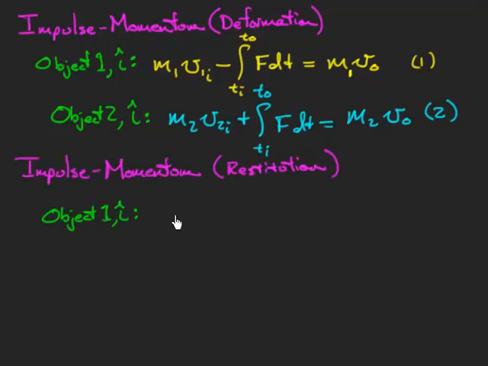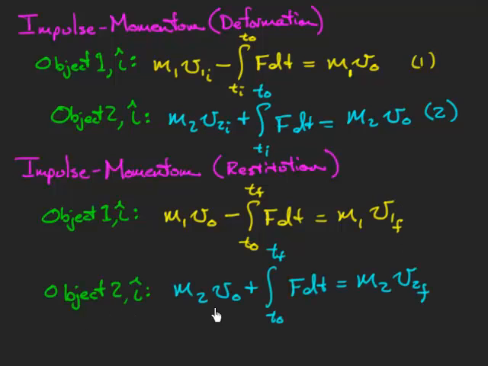In this case, for object number 1, again, we start off with an initial momentum, m1 v0. There's my initial momentum for the restitution phase. It's the same as the final momentum for the deformation phase. And again, this block is being pushed backwards to the left, so I subtract off the integral of f dt. This time I'm integrating from t0 to tf. This has to give me the momentum at the end of the time period, which is m1 v1f.